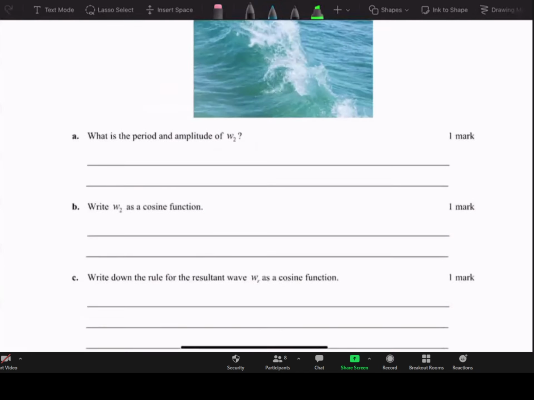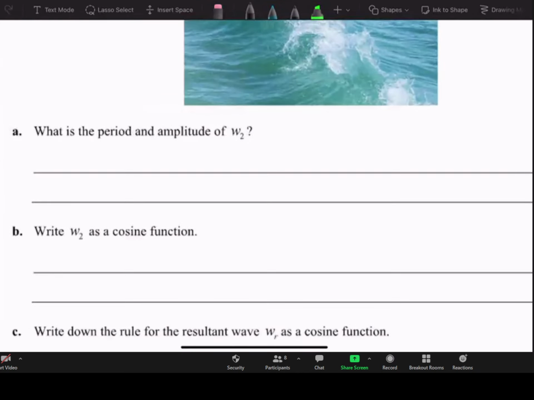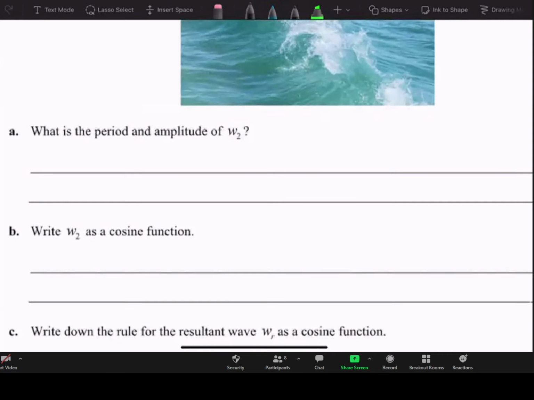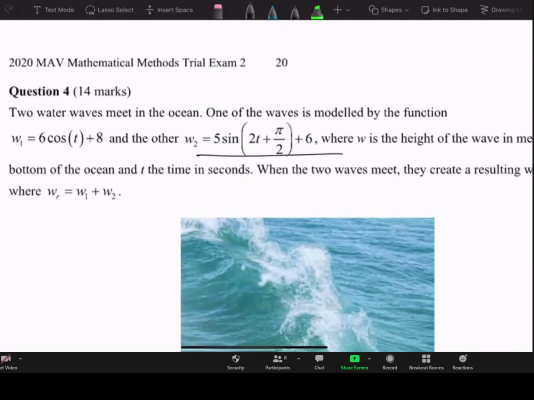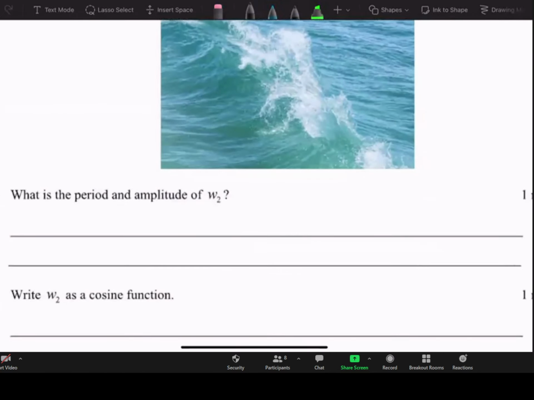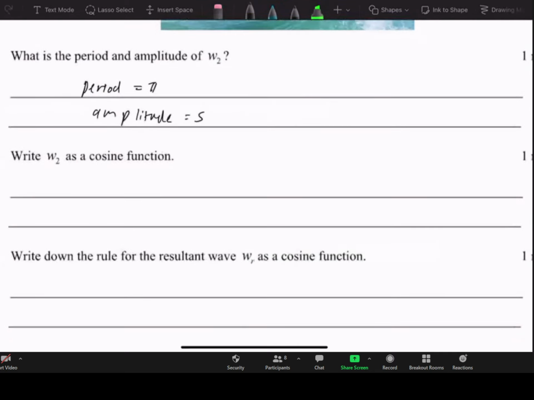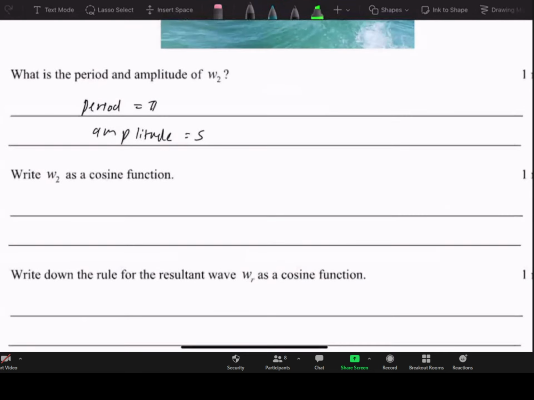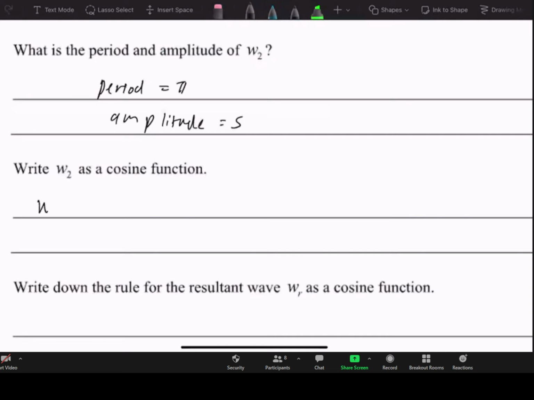So period and amplitude of wave 2. So this graph, you can tell the period's just pi. Amplitude's just 5. So write W2 as a cosine function. So W2 is 5 sine 2t plus pi on 4, plus 6.